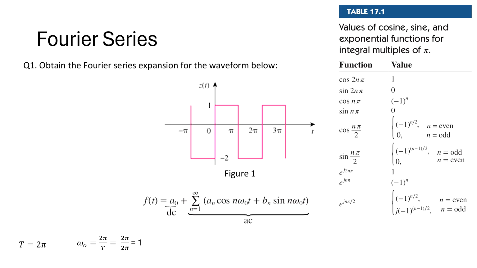Once you've gotten the period and frequency, then you need to solve for A0, An, and Bn. A0 is the DC component, whereas An is the even part and Bn is the odd part. An and Bn are the AC components. When you want to solve for these three components, you need to refer to this table 17.1.